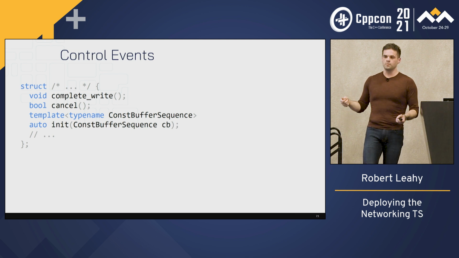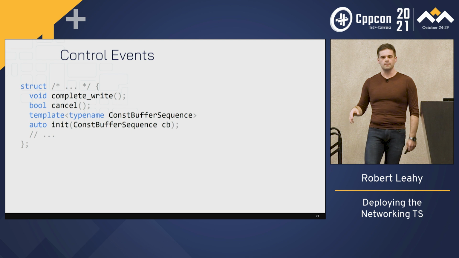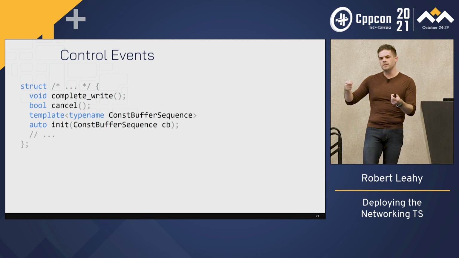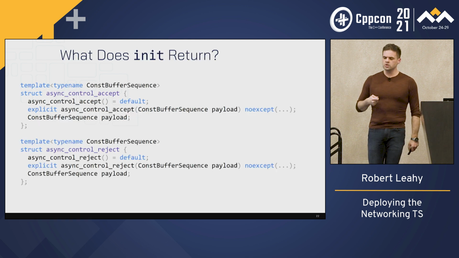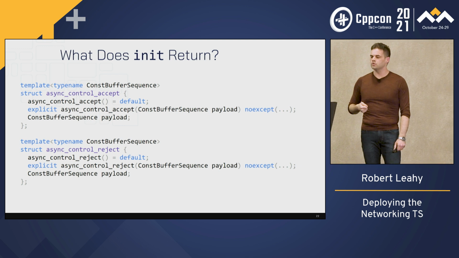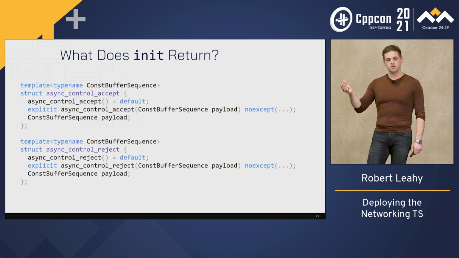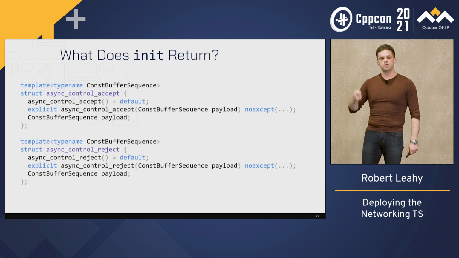It passes in a const buffer sequence, which is a view across the application-specific payload of that request. But what does this return? This needs to be able to signal to us that we should reject or accept. And in either case, it needs to be able to give us some application-specific data which should be sent alongside that accept or reject. And so we turn around and we embed this formulation in the C++ type system. We have two types, one called async control accept and one called async control reject, and each of them contains a const buffer sequence. Note that the const buffer sequence is a view. It's not some allocated type because we take on the responsibility as implementers of this events class of managing memory.